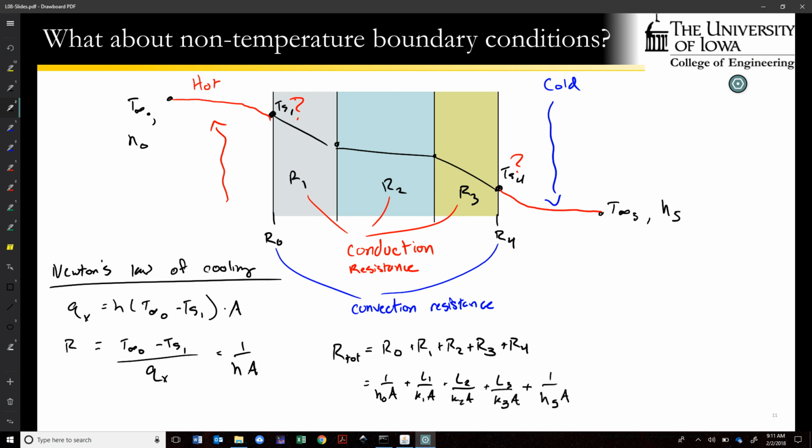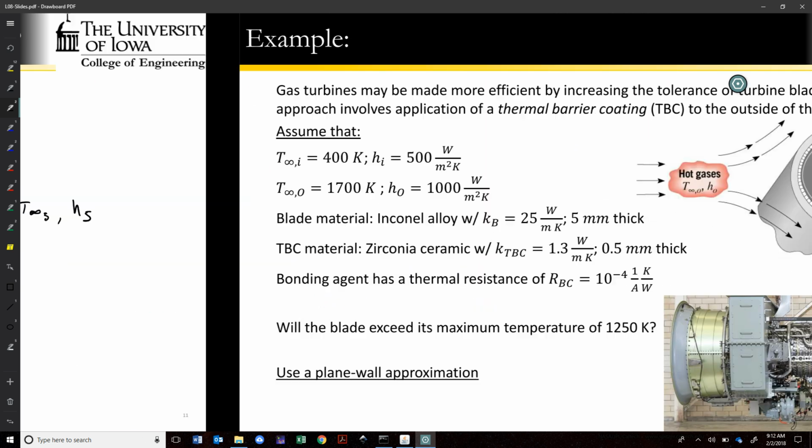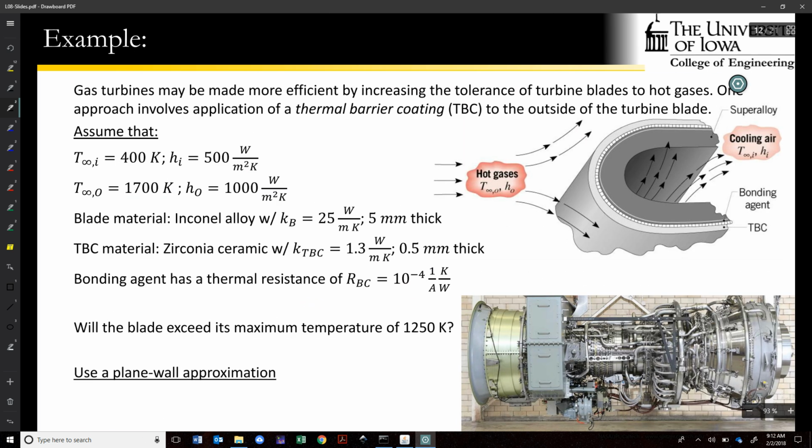So let's go ahead and wrap it up with a quick example, and I think we'll be in good shape. We're going to talk about gas turbines. This here is the General Electric LM6000. This thing generates 50 megawatts of power. For those of you not aware, that's around 60,000 horsepower, and the object is the size of a car.